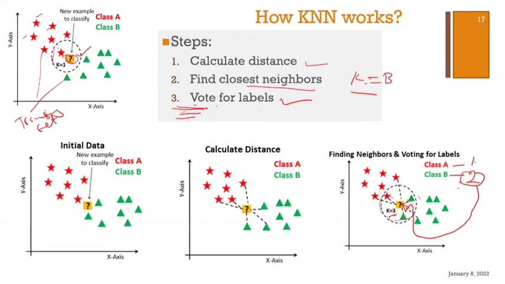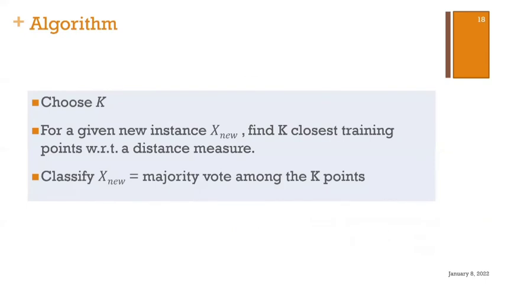This is how K-nearest neighbor works. Now, in algorithmic format, this is the summary of the algorithm. You start by choosing K, the value of K, very important. For a given new instance, the new sample you want to predict or classify, you find the K closest training points with respect to a distance measure that we discussed. Then this unknown sample is classified into the majority vote among the K points, which I just explained in the previous slide.